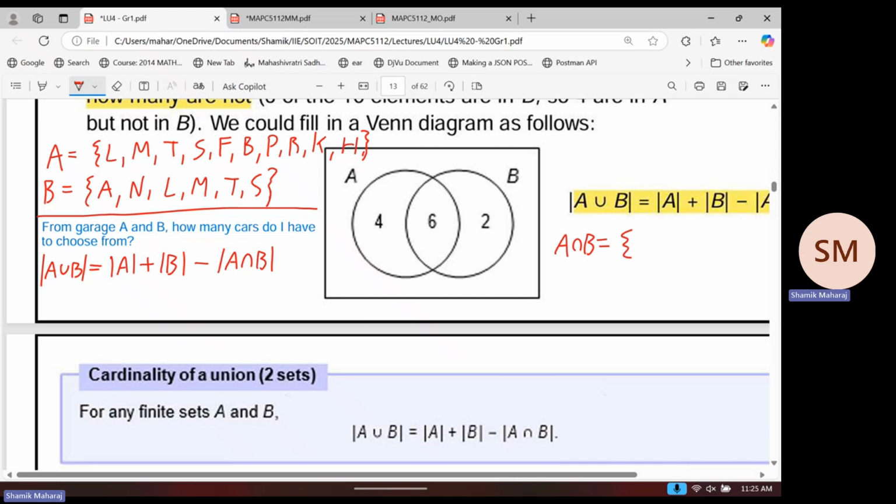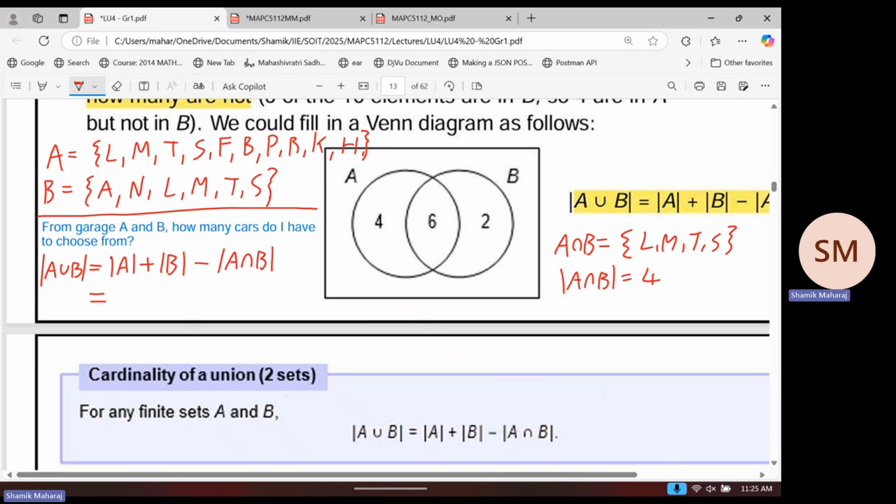So can you guys tell me what that set will look like? The common elements between both. LMTS, right? That's it. Perfect. LMTS. So how many is that? What's the cardinality of that? It's just 4 elements. So the answer to this, we can work it out now.